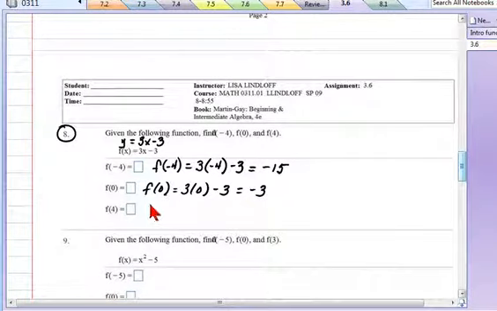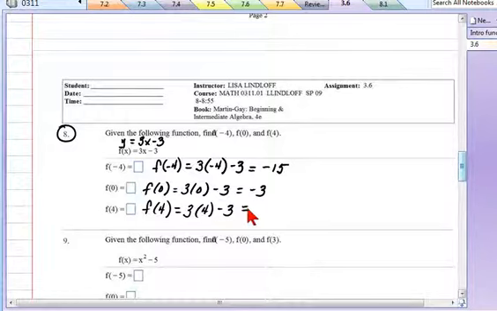The last one, what is f of 4? Well, that's 3 times 4 minus 3. Well, 3 times 4 is positive 12, minus 3 is 9. Did this remind you a little bit of doing a T-chart where I'm giving you some x's and you're calculating some y's? We're just doing it in function notation.